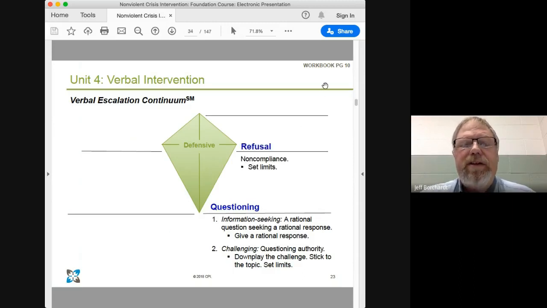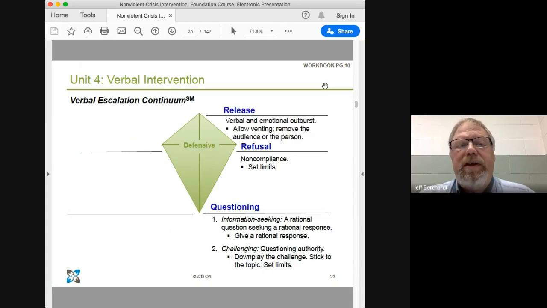The next level in this continuum is refusal, and refusal is noncompliance. As staff, we want to set limits, and we'll go into a little more detail about what setting limits looks like later. Again, with this model, students might do these steps verbally, or they could do it non-verbally. Noncompliance might look like them simply not responding to what you're saying or arguing with you in some way.